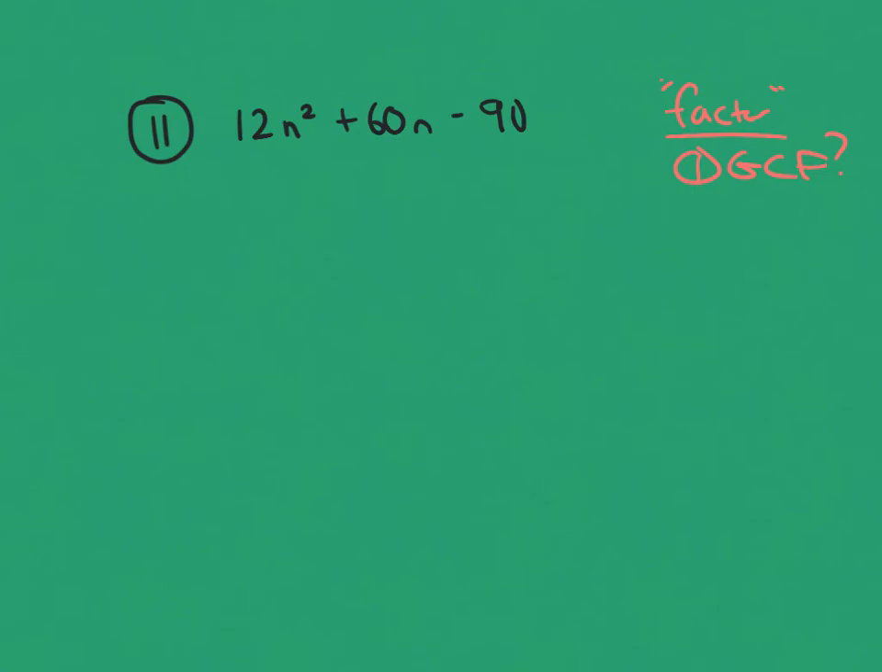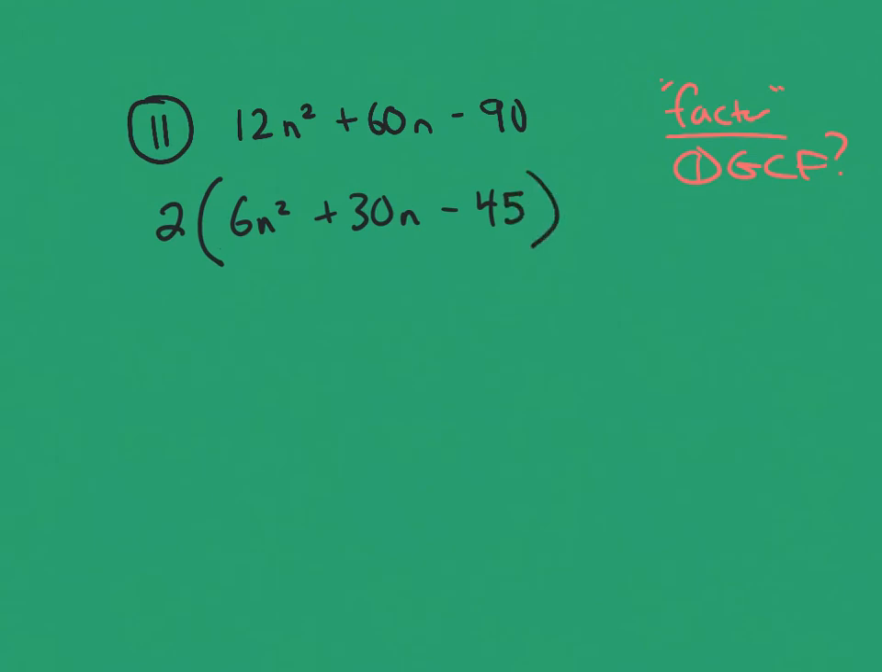And 12, 60, and 90 have a common factor of 6. So if you go ahead and take out 6, and by the way, I'll just show this, hopefully everybody would notice that they're even. So let's say we took out a 2, just for instance. You don't necessarily have to write this down if you're copying the notes. But you would take out the 2 and then divide everything by 2. So you'd have 6n squared plus 30n minus 45.